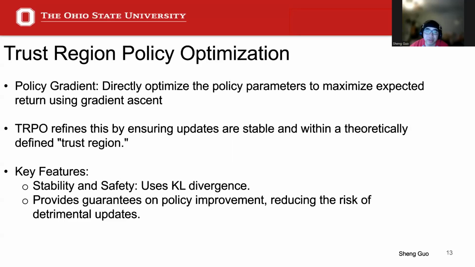They are both policy gradient methods which directly optimize policy parameters to mathematically predict return using gradient ascent. First is TRPO. TRPO introduced a key innovation. It refined the update process to ensure that these changes are stable and fall within a defined region. One of the standout features of TRPO is its use of KL divergence to ensure stability and safety. TRPO also gives us theoretical guarantees on policy improvement and minimizes the risk of making updates that could make the policy performance worse.